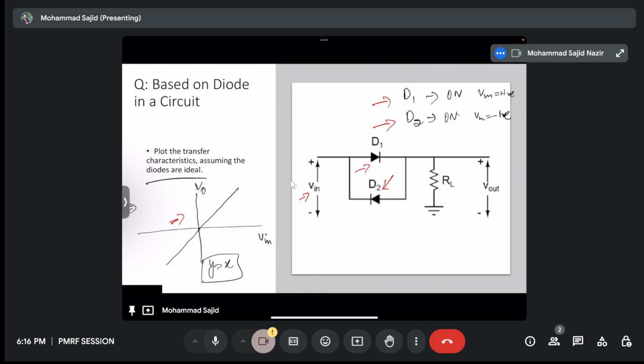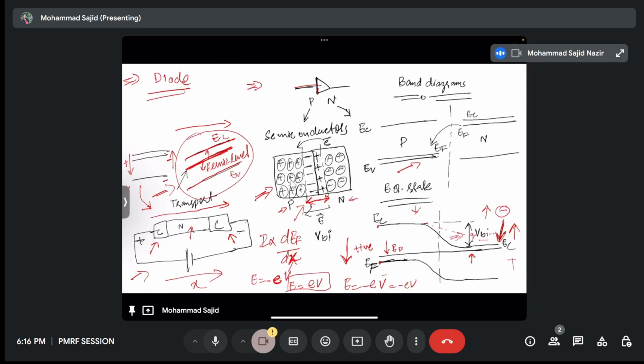Okay, so this is a question on the diode. We'll discuss what a diode is. In the forward voltage for this ideal diode, we consider that the diode is short, and for the reverse voltage it is open. But from the figure we see that in one cycle, when the V in is on the positive side, D1 is on, and when it is on the negative side, D2 is on. Okay, so V naught will follow the V in.